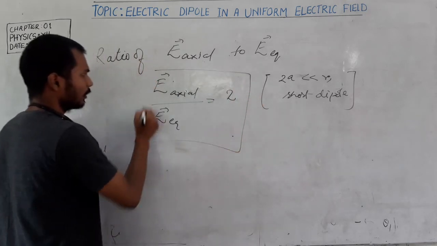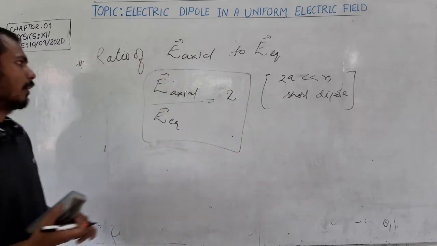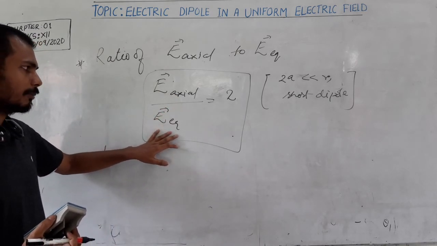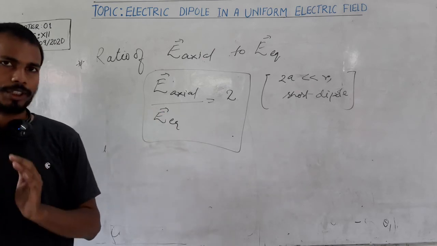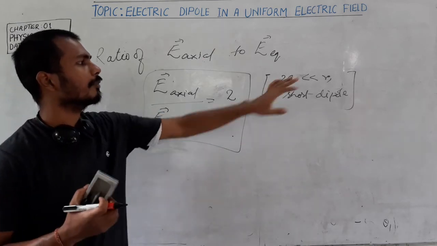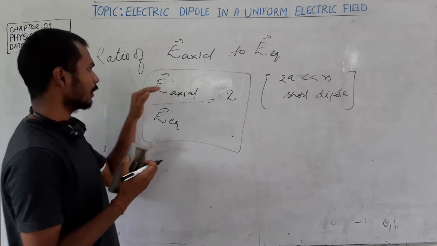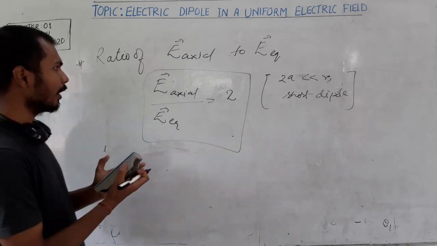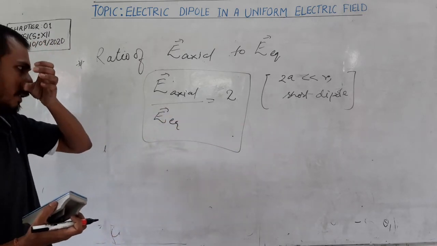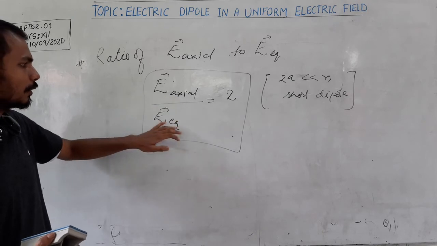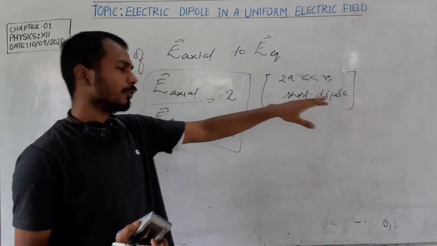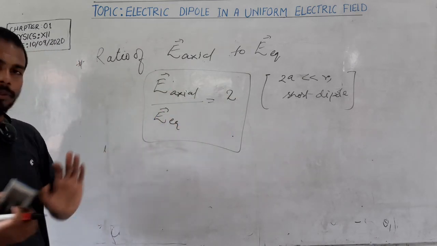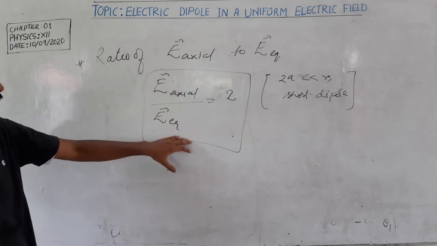This is the concept. This is a small point. Please remember this point. The ratio of E axial to E equatorial, when the dipole is very short and twice a is very much less than r, is equal to 2. Sometimes a question may ask what is the value of E axial if E equatorial is given for a small dipole. So we can easily use this to find the value of E axial or E equatorial. So remember and note this point because it is very important.